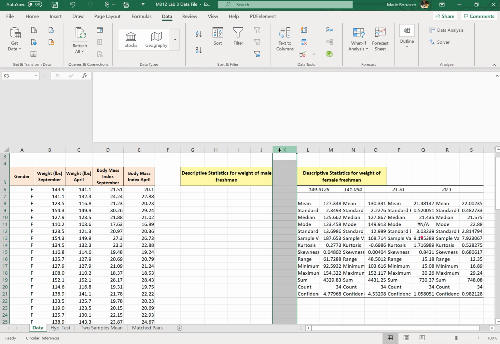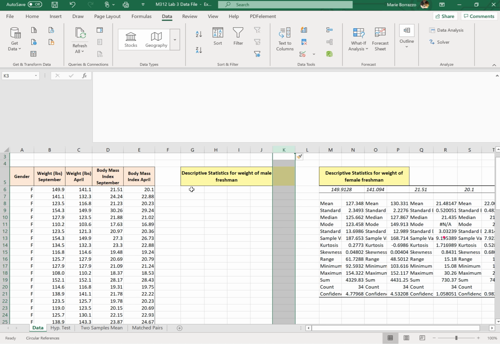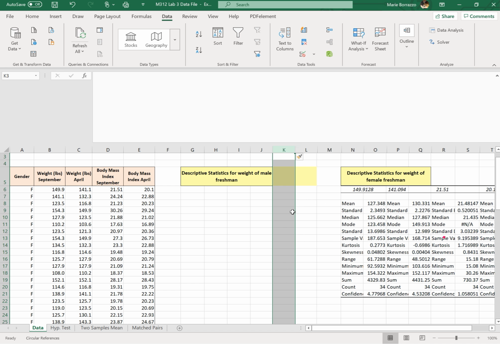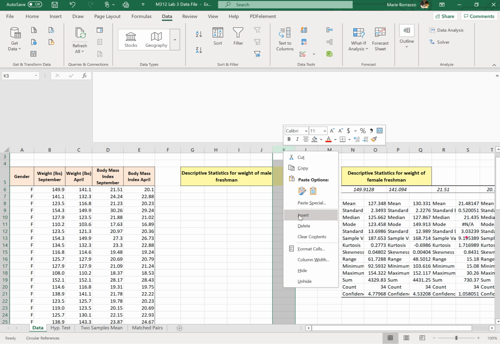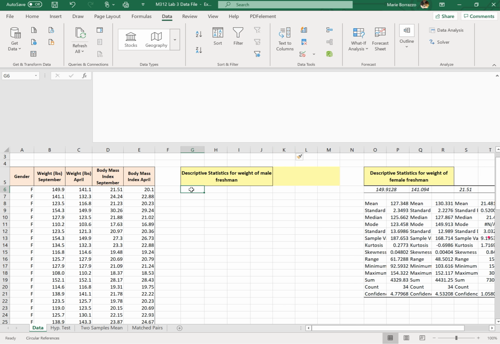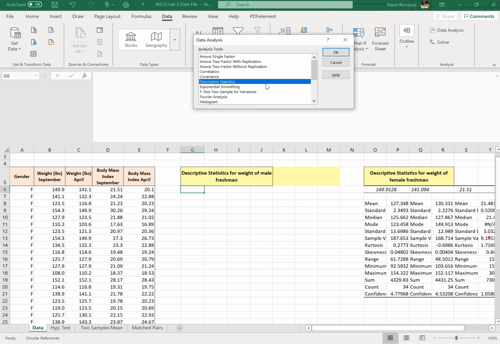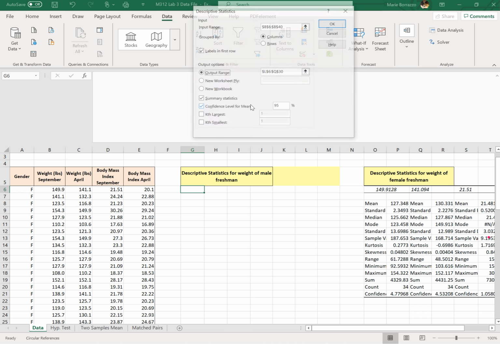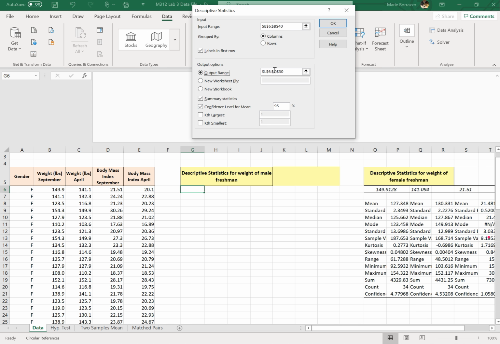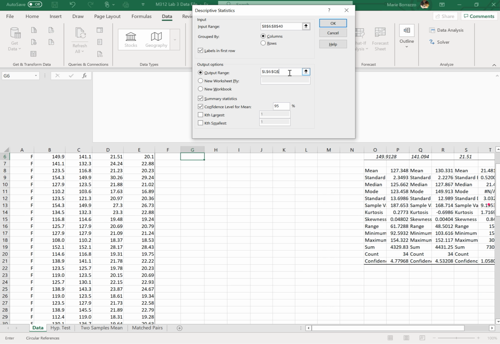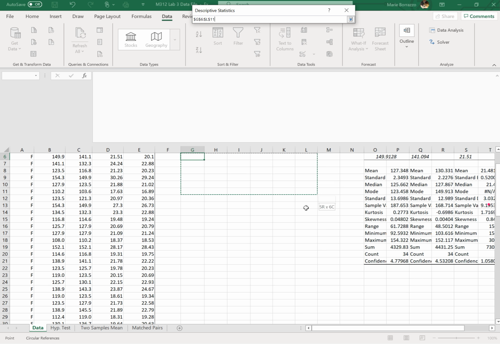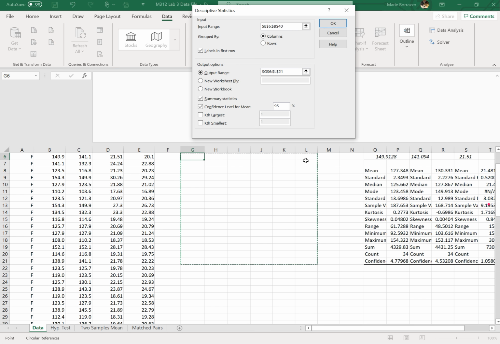So let me go ahead and insert another column in here. Okay. So I need to pick up a couple more spaces here. Okay. So I'm going to go back. And now we're going to do the male data. So we're going to go to data analysis. We're going to go to descriptive statistics, hit OK. And this time, my output range is not going to be in the L, it's going to be in G. So I'm going to select all of this to be my output range.